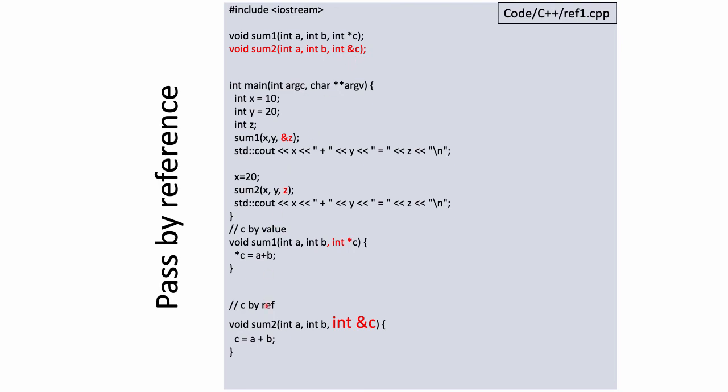So if we look at sum2, we see it's ampersand C. And if you look at the assignment, it's just C equals A plus B. We do not have to do star C equals A plus B that we had to do if we pass it through a pointer. And calling the two functions is different. Sum1, we're having to pass in the address of Z. But in sum2, because this is a reference, we just say X, Y, Z. So again, it's an awful lot cleaner and simpler now to pass by reference. All we have to do is just change the function definition to indicate that it's coming in by reference.